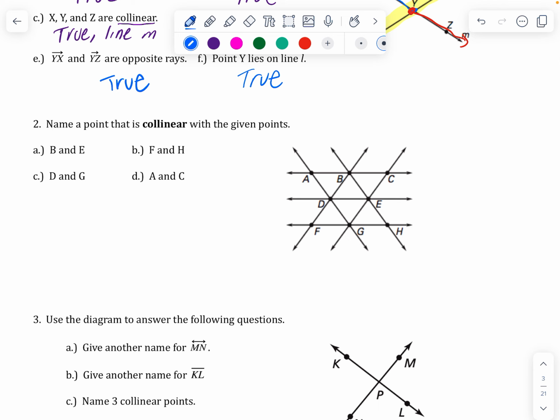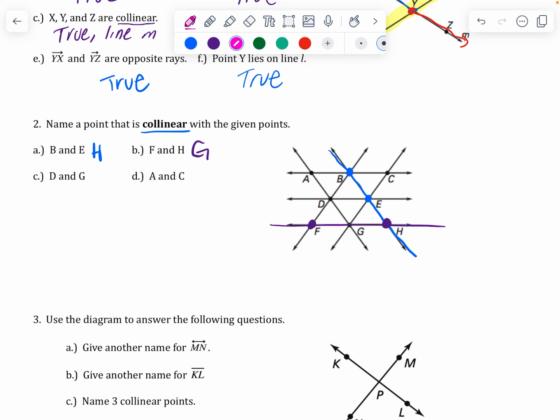Now let's look at this diagram, which looks a little confusing, but let's just read what it's asking us here. Name a point that is collinear with B and E. So remember, collinear means on the same line. So B and E, that would be the line that has H on it. F and H, so F and H would be this line. So G is collinear with those two.